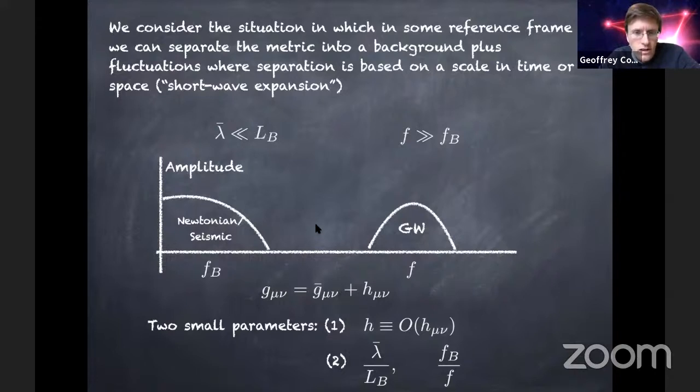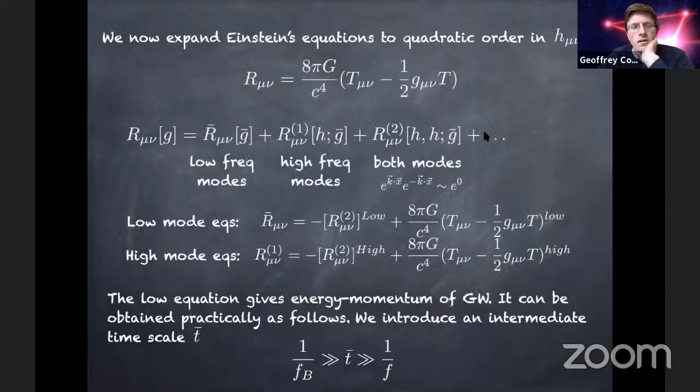Okay. So in this scenario, we have two small parameters. We have H, which is the order of this perturbation. That's a pure number, smaller than one. And then we have the ratio, either the frequency ratio or the length ratio. So we have two small parameters. We now expand the Einstein equations to quadratic order in H. These are Einstein equations that I rewrote slightly, because normally it's the Einstein tensor equals the stress energy tensor, and I remove a trace. So I put the trace on the right-hand side. It's very simple to do that. Then the trace of the Ricci tensor is equal to the trace of the stress energy tensor up to a constant. So I'm allowed to change it.